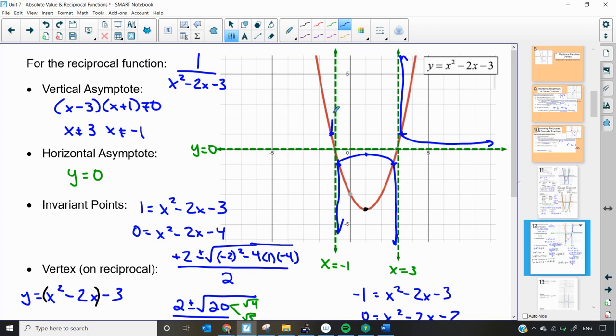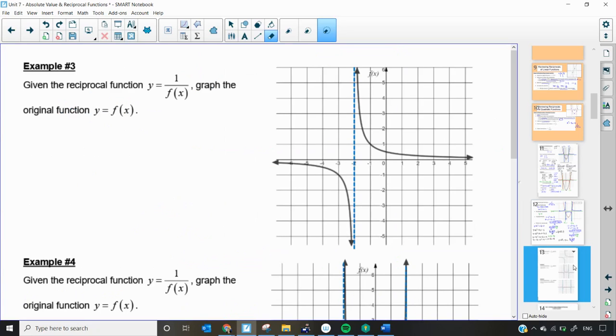And the graph will be similar over here. So again, we have those three sections. Now taking a look at our next example here, we're given the reciprocal function of y equals 1 over f of x, and we're asked to find the original function. And so we're going to look for some of those key points starting off.